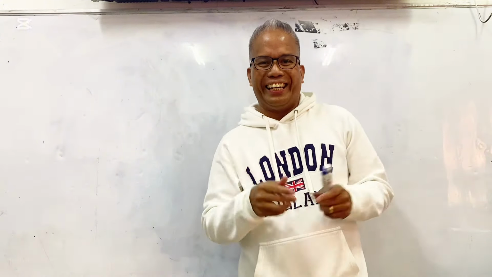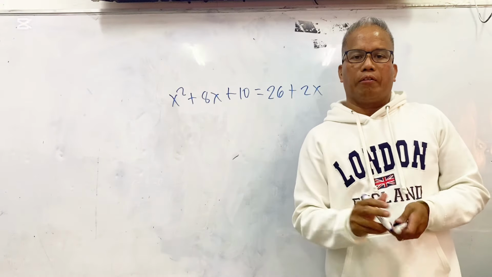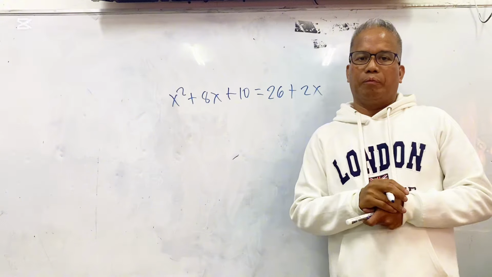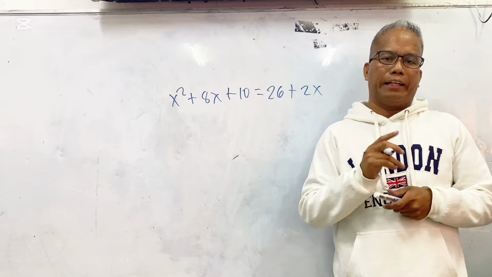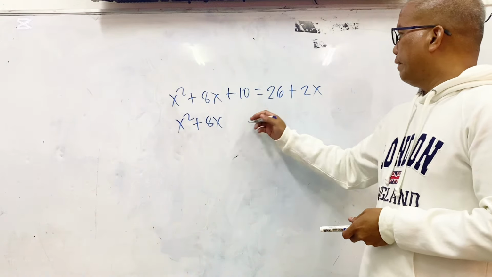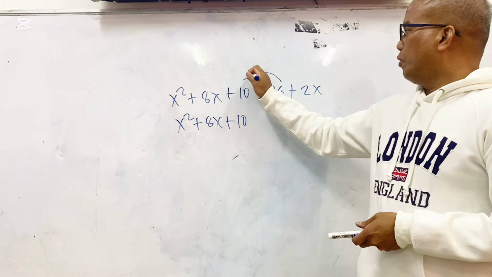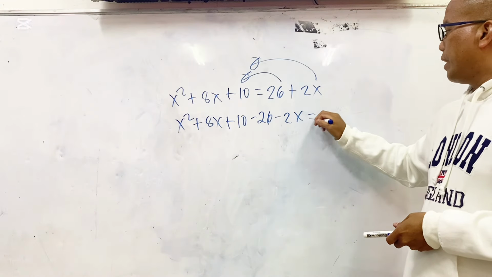Question number 17. Use the method of extracting square roots to solve for the roots of the equation x squared plus 8x plus 10 equals 26 plus 2x. You will notice that the given equation is not written in standard form. So first, we will rewrite it in standard form. Then let us see if we can apply extracting square roots here. Now, x squared plus 8x plus 10, we will transpose minus 26. Then again, we will bring 2x, so minus 2x equals 0.